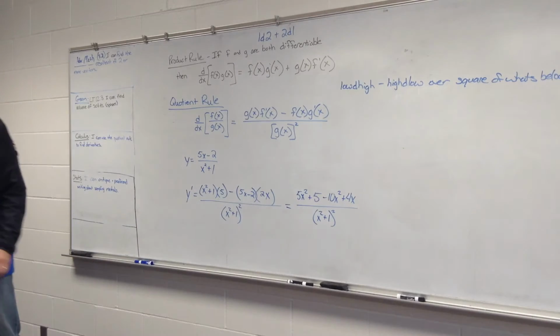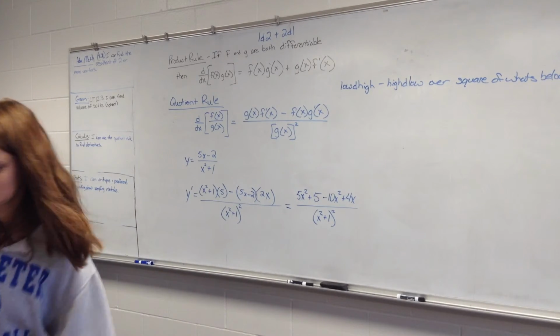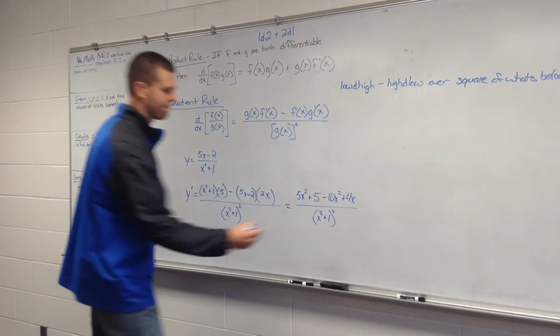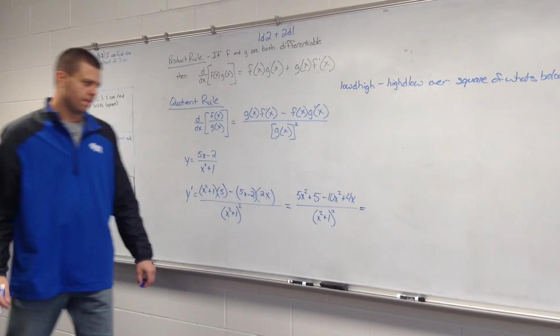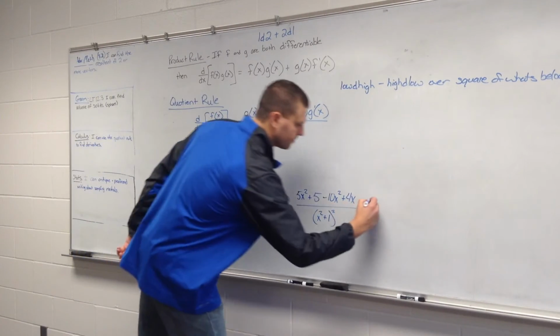John, as usual, right on top of it, telling us to combine our like terms. On my game today. You're late today. So yeah, negative 5x squared plus 4x plus 5.